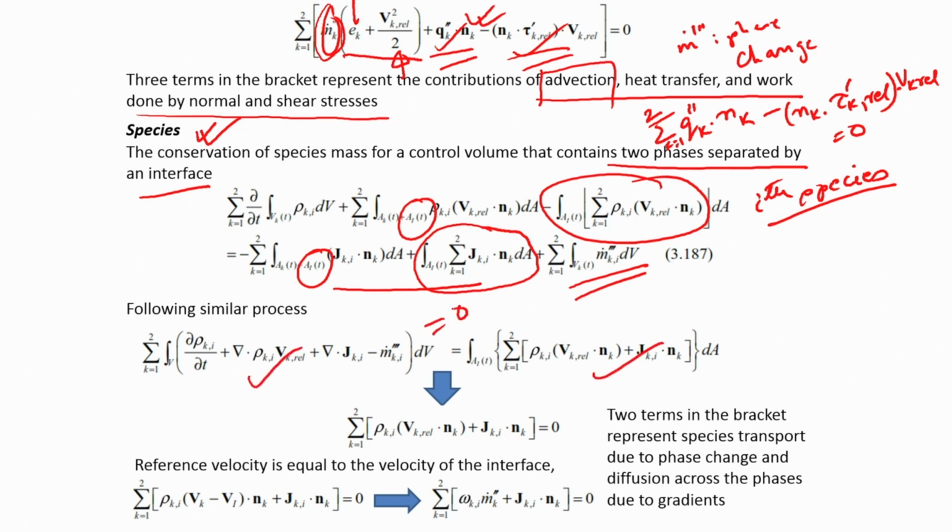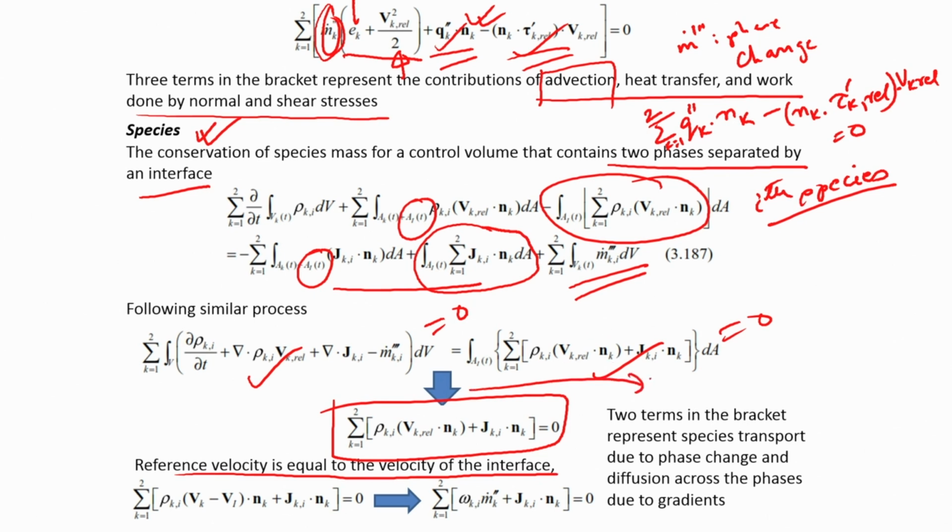This part is equal to 0. So, this part automatically becomes equal to 0. So, that means this particular portion becomes equal to 0, right. Once again, for the integrand, we set the reference velocity equal to the interface velocity, and we make the integrand equal to 0. So, this takes into account that the integrand has to be equal to 0. Okay. So, the reference velocity is equal to the velocity of the interface.